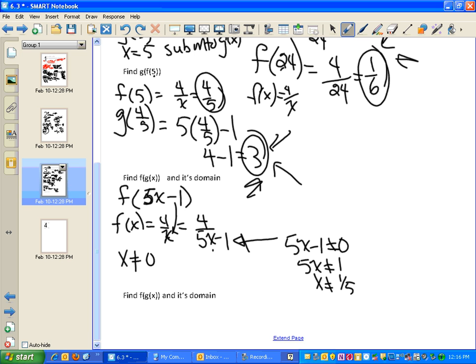So x can't equal 0 because we were dealing with 4 over x. And now it also can't equal what? 1/5. So x is an element of the reals, but x cannot equal two values now, both 0 and 1/5.